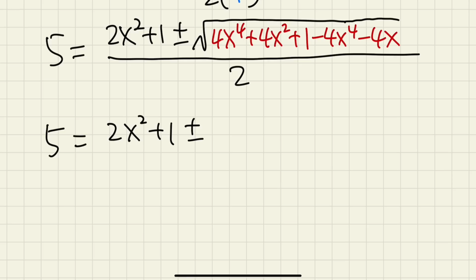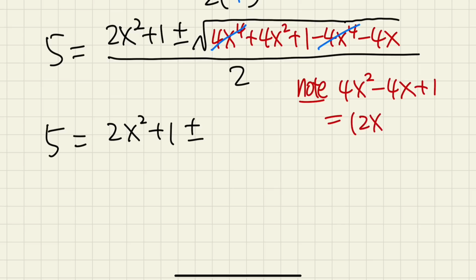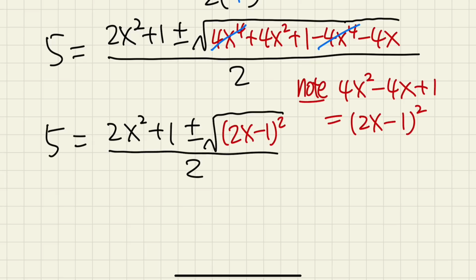Have a look though. Here, 4x to the 4th power and that cancel. And in fact, if you look at the remaining term, notice if we have 4x squared minus 4x and then plus 1, we can factor it and we happen to get a perfect square, and that is just perfect. 2x minus 1 squared. So that goes on the inside of the square root. And then we still have to divide it by 2. Now, cancel the square and the square root, and technically we should put an absolute value around it, but luckily we have the plus minus right here already, so there's no need.